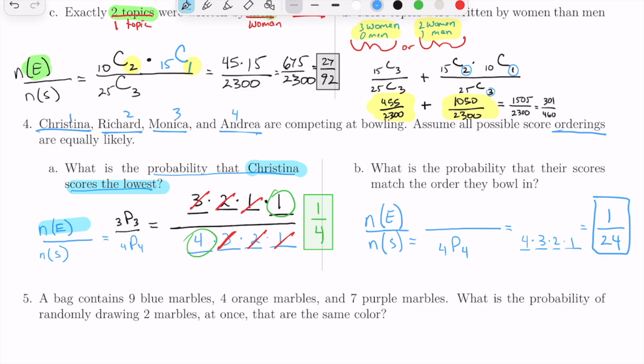So there's 24 possible ways for this to happen, and only one of them has Christina, then Richard, then Monica, and then Andrea. This is kind of like doing the counting principle. How many different people could come in first? Only Christina. How many different people could come in second? Only Richard. How many could come in third? Only Monica. And only Andrea could come in fourth. So this is just using the counting principle of saying how many do we have at each choice.